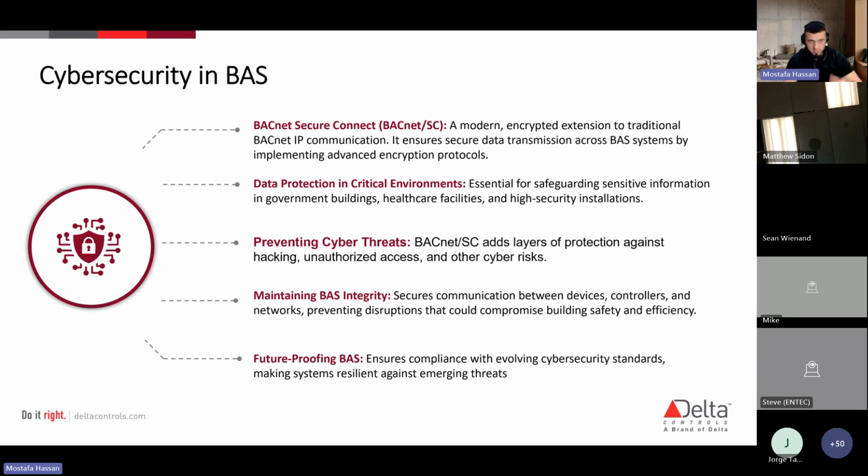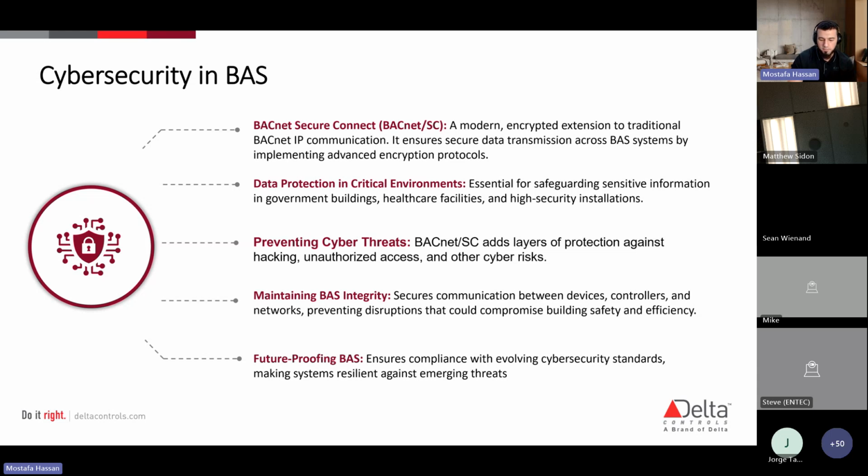Last but not least, and this is kind of a segue into the next presentation, which Jesse will take us through: cybersecurity. And it's extremely important. Part of that is BACnet Secure Connect, which is an encrypted extension to traditional BACnet IP communication. It's important to consider cybersecurity, and Emily also mentioned this, and we'll keep talking about it because it's not the last thing we talk about when we talk about building automation systems.